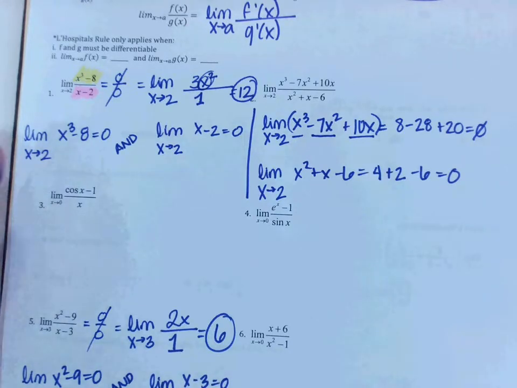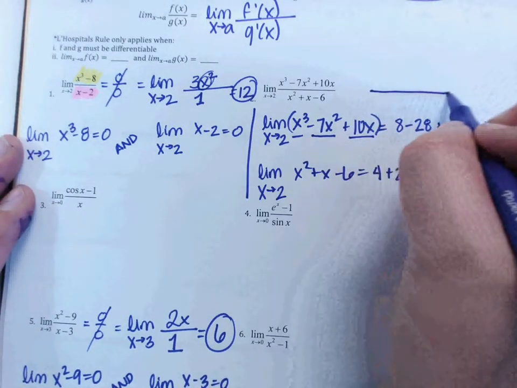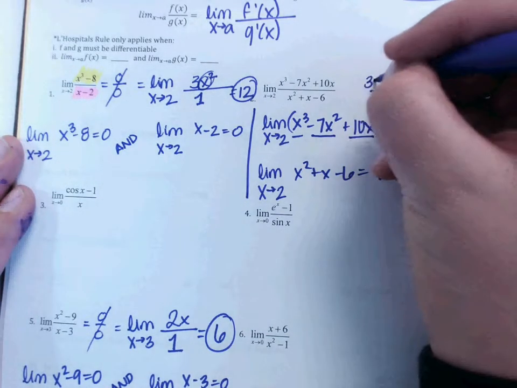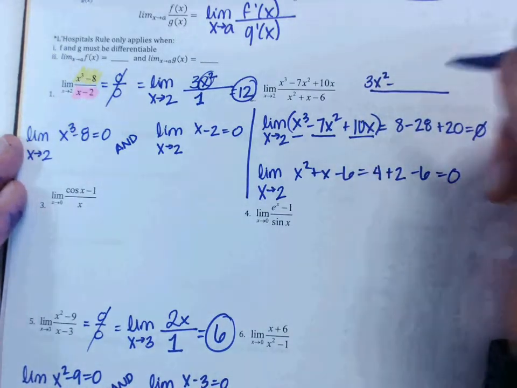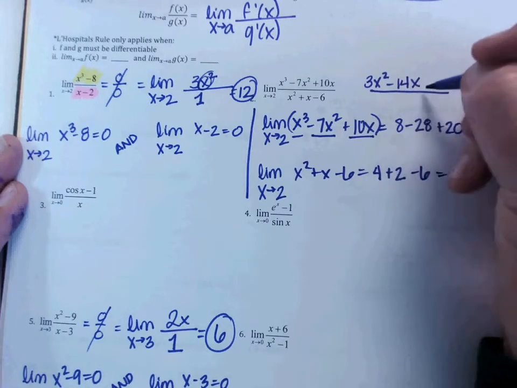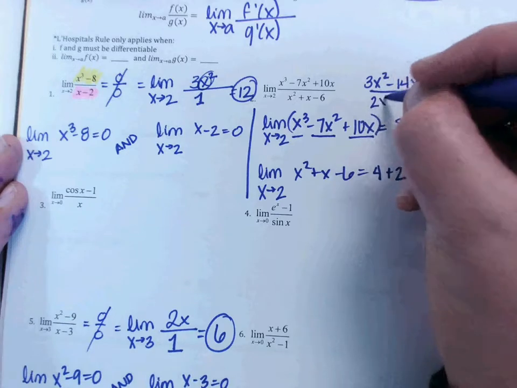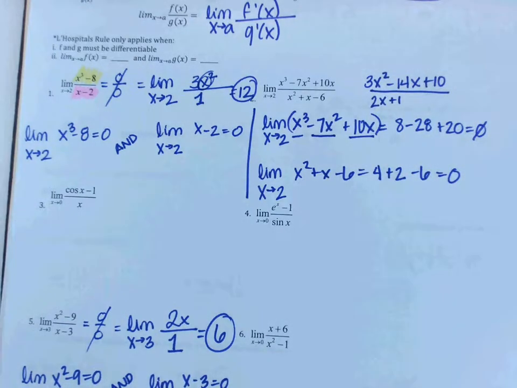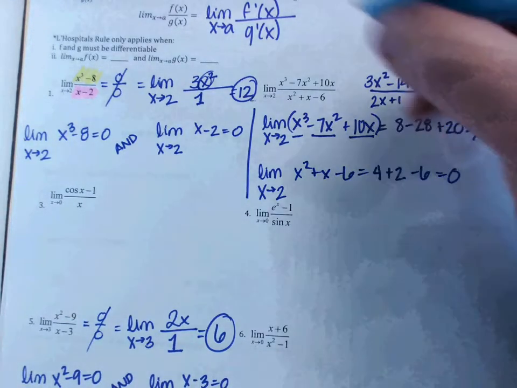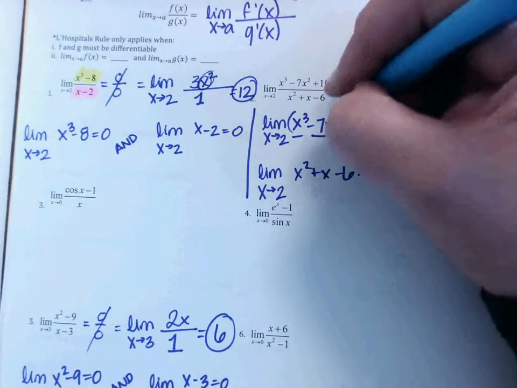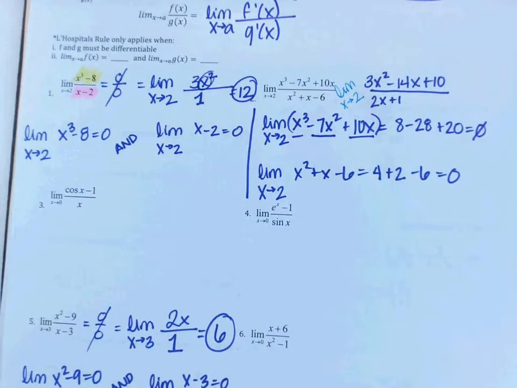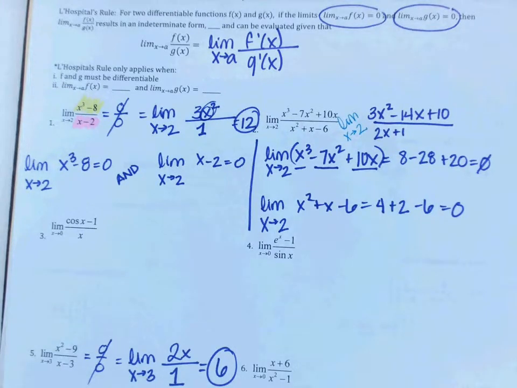What is the derivative on the top? 3x squared minus what? 14x plus 10. What about on the bottom? 2x plus 1. And then what do you still keep in the front? The limit as x approaches 2. So remember, you're taking the derivative of the top and the bottom, and then now look at the bottom. When I plug in 2, am I going to get 0 now?